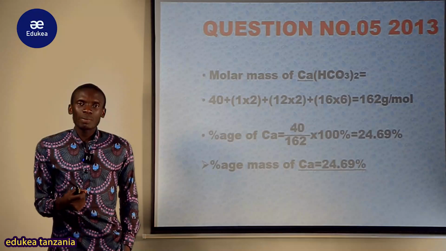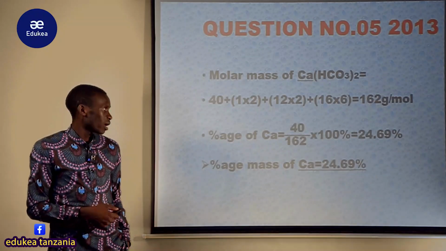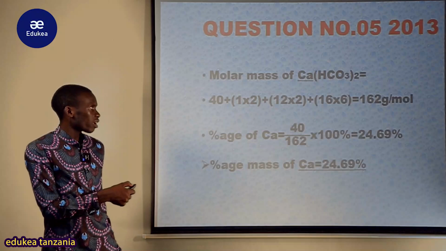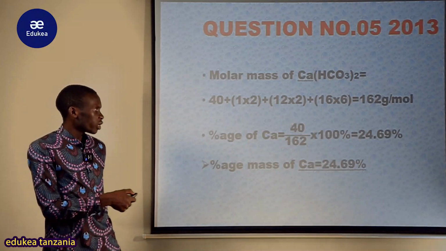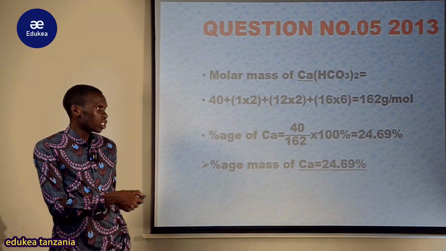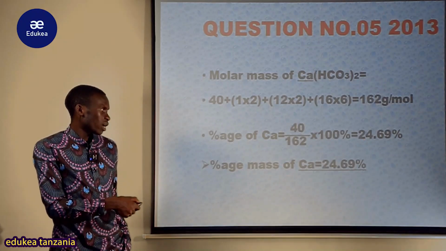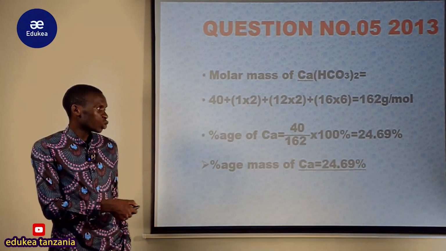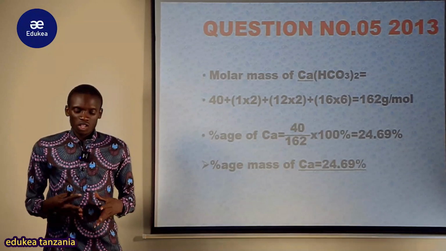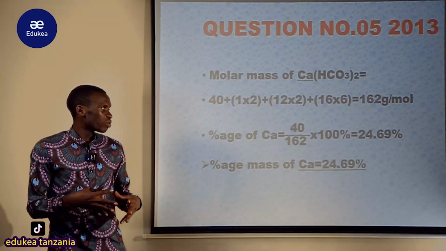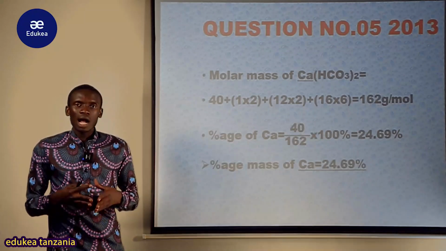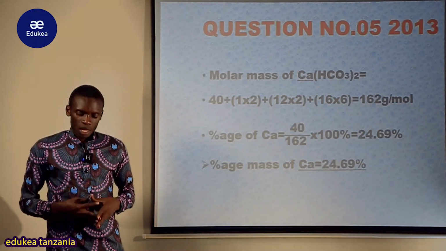After then unakuja kudetermine percentage composition or percentage mass of calcium. Percentage of calcium in calcium hydrogen carbonate itakuwa ni 40/162 zidisha kwa 100, unapata 24.69%. So the percentage mass of calcium is equal to 24.69%. So this was supposed to be the answer for this question. Kwa hivyo tu inatakiwa mwanafunzi ajibu hili swali.